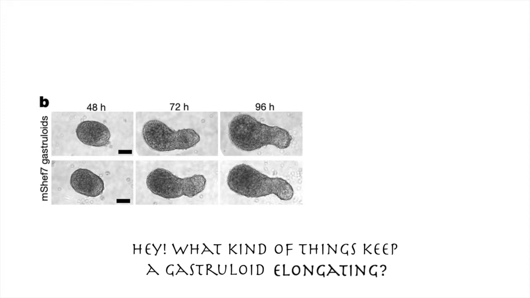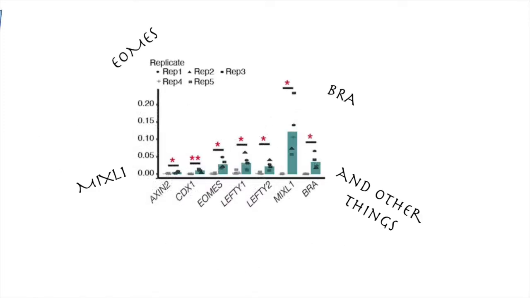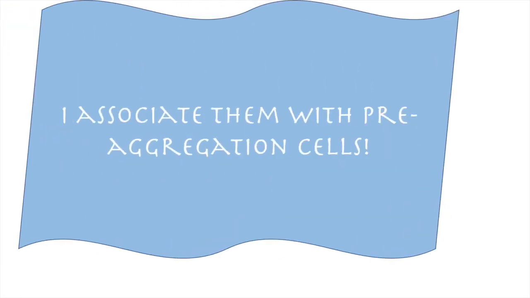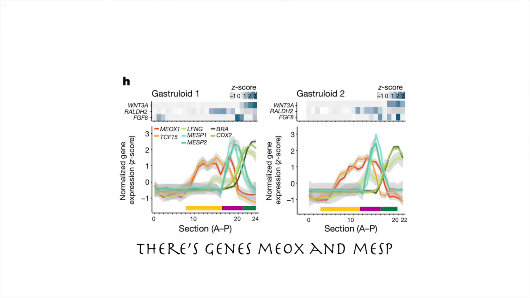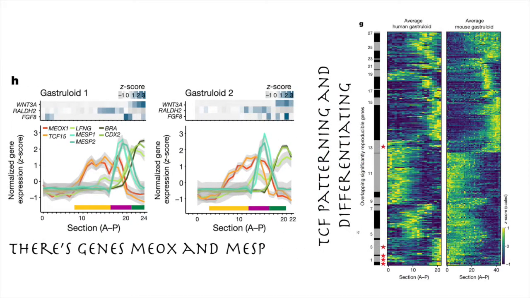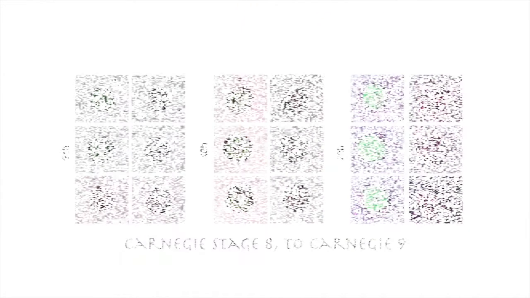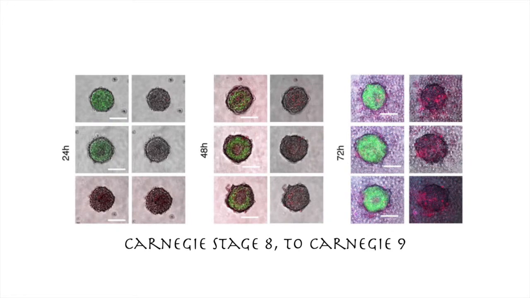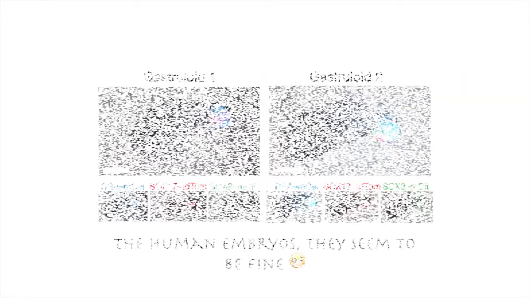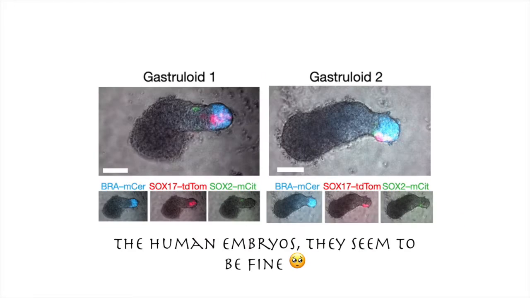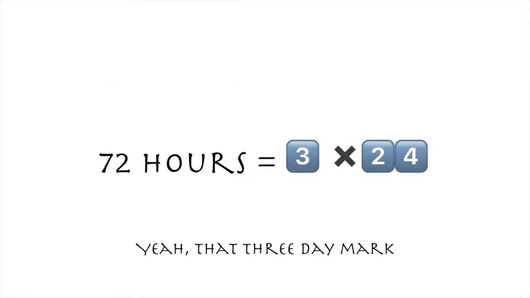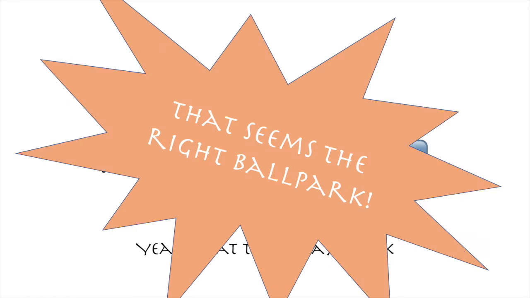Hey, what kind of markers keep a gastruloid elongating? TBXT, BRA, MIXL1, and other things. I associate them with pre-aggregation cells. There's genes MEOX and MESP, TCF patterning and differentiating, making them mirror the paraxial mesoderm. The patterns conserved. Carnegie stage 8 to Carnegie 9. The human embryos, they seem to be fine. Yeah, that 3-day mark, that seems the right ballpark.